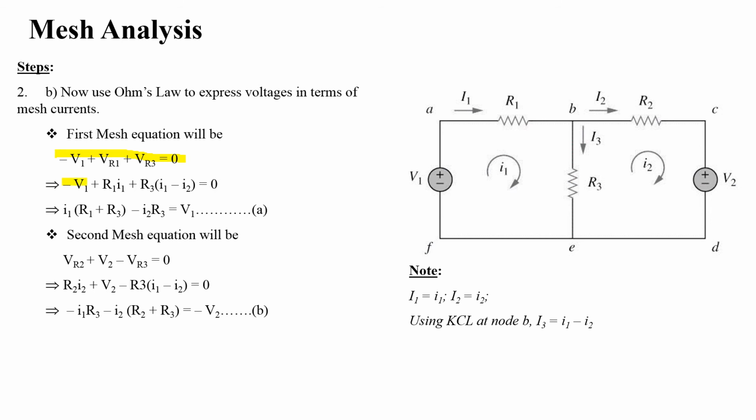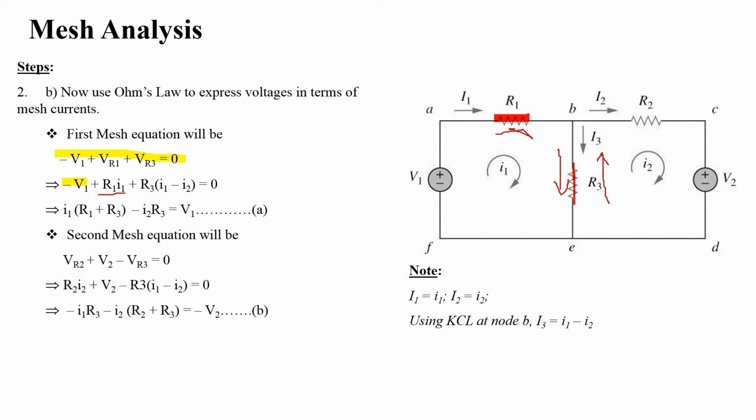VR1 is basically the voltage across resistor R1 and VR3 is basically the voltage across R3. So the value of VR1 is equal to I1 into R1. The current flowing through resistor R1 is basically I1. Now you can see that through R3 there are two currents flowing. I1 is flowing in the downward direction and I2 is flowing in the upward direction.